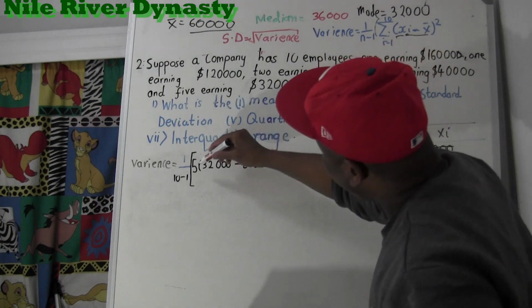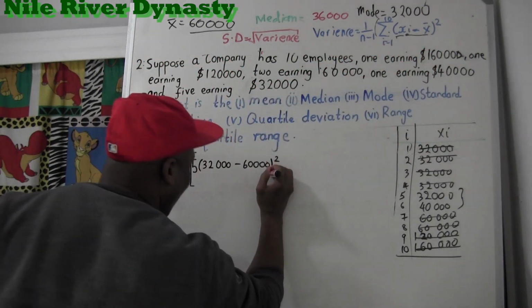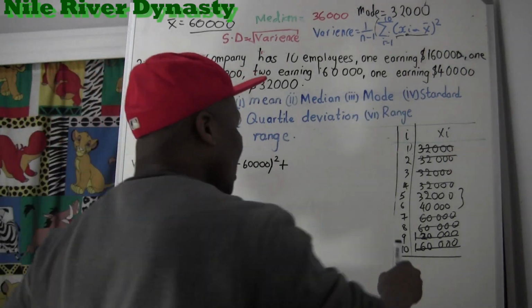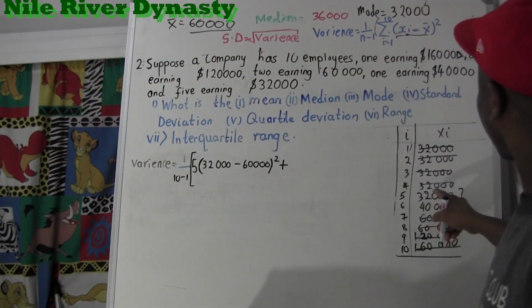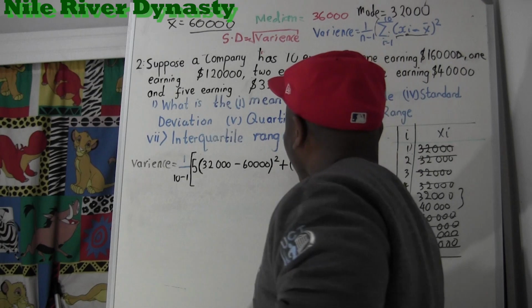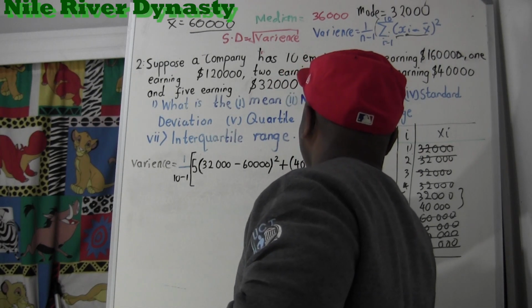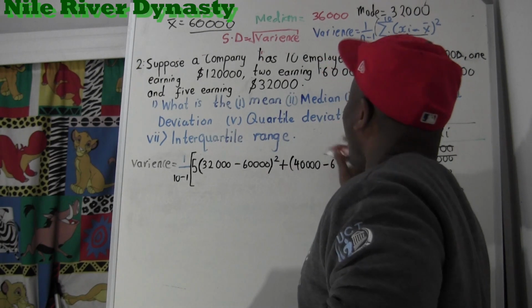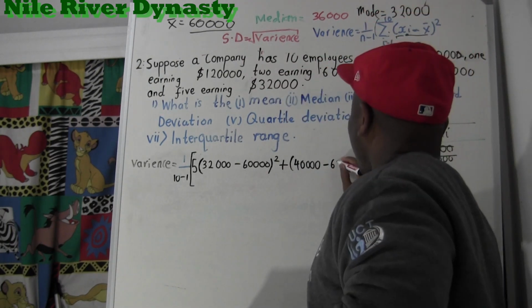But how many of them are there? 5. I mean, this process must go 5 times. So we add, okay, now we go for this one. 4,000. So I'm going to do the same thing. 4,000, 1, 2, 3, 4, 40,000, excuse me, minus our mean. Each data must minus mean.